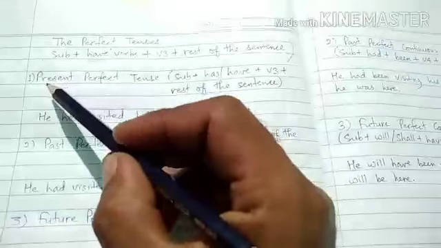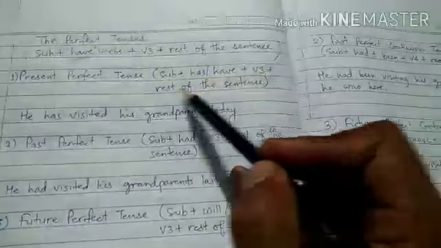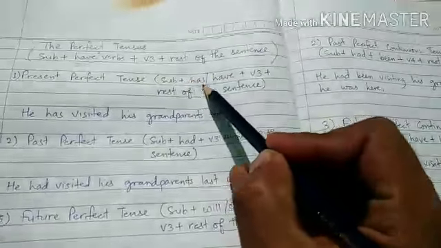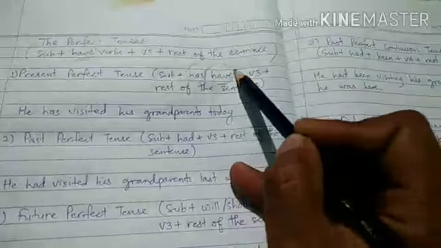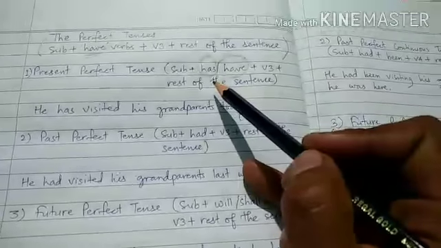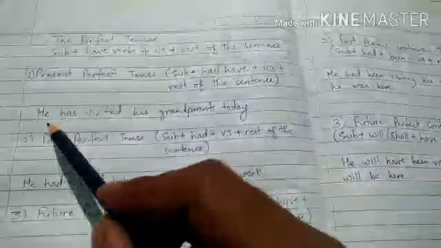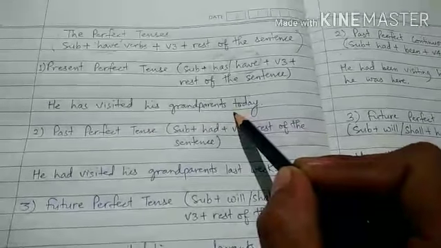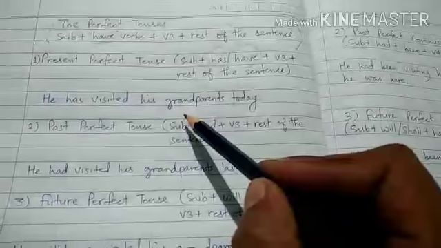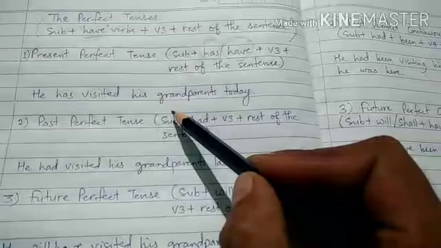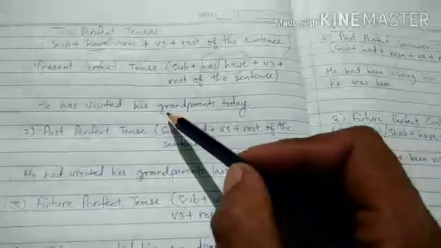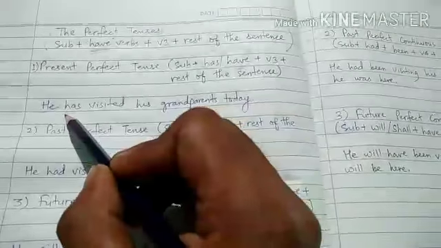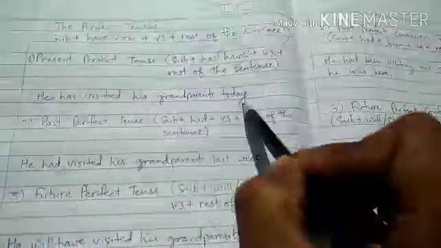Okay, let us start with the present perfect tense. Present perfect tense: subject plus has or have plus V3 plus rest of the sentence. Has if the subject is singular, and have if the subject is plural. Understood? See here, he has visited his grandparents today. Now I have changed the same sentence into the present perfect tense. Understood? Now see here, subject plus has plus V3 plus rest of the sentence. This is the correct sentence in the present perfect tense.